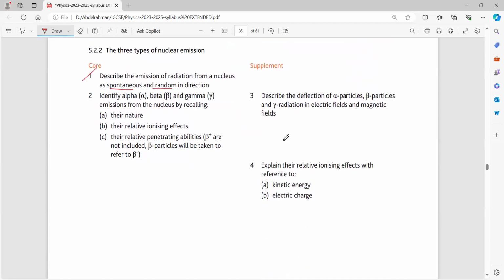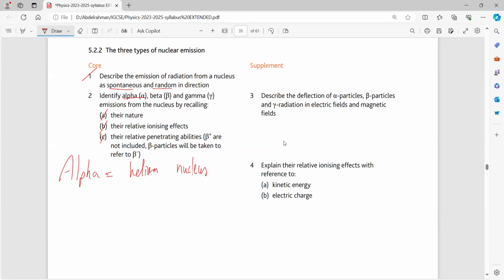We know the 3 types of radiation emitted by unstable isotopes: alpha, beta, and gamma. We need to know their nature, the ionizing effects, and the relative penetrating abilities. What's the nature of an alpha? An alpha is a helium nucleus. If you say that the alpha is a helium atom, that is wrong. It's only a helium nucleus.